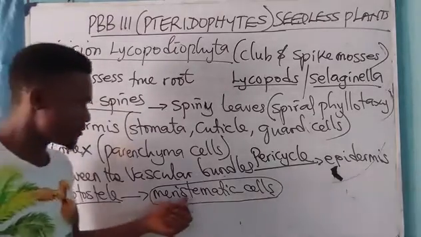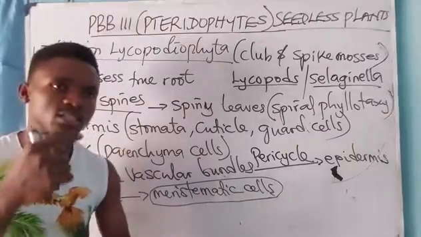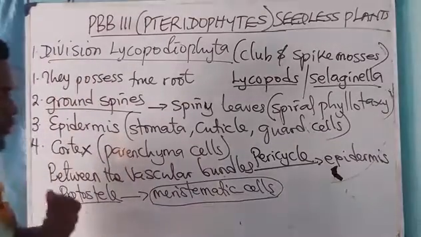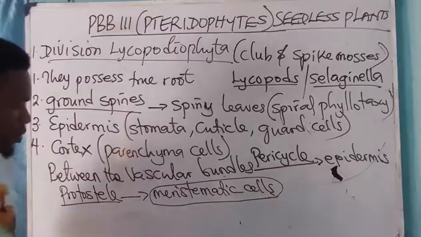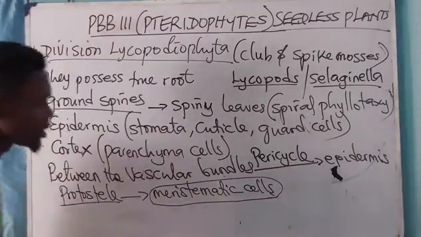Of course, you know the function of the meristematic cells. They undergo cell division continuously to produce what? New cells. Now take note of this.